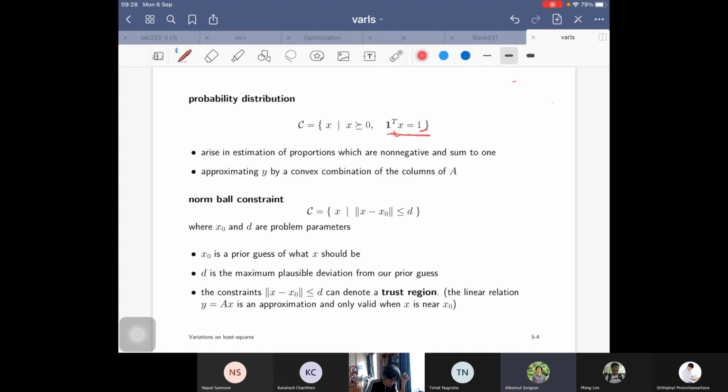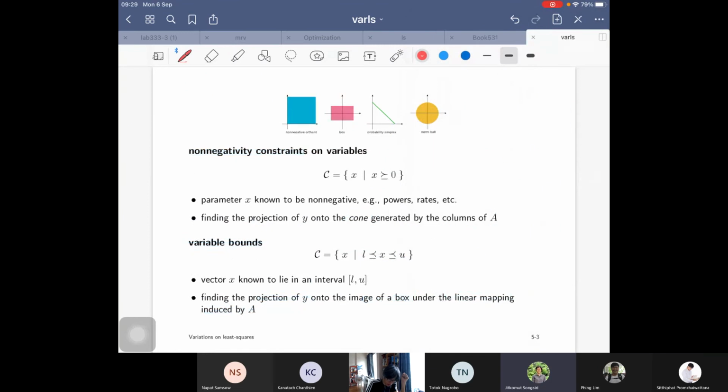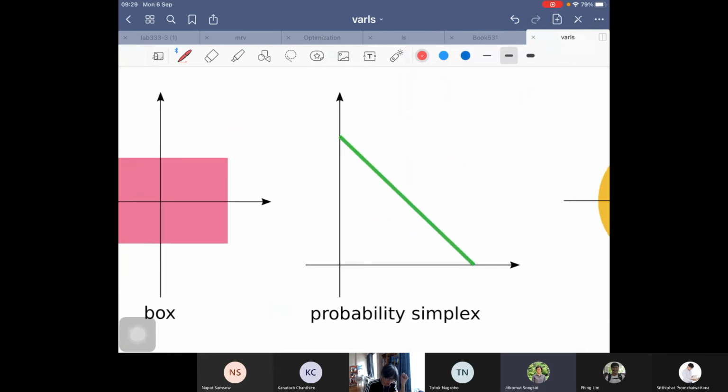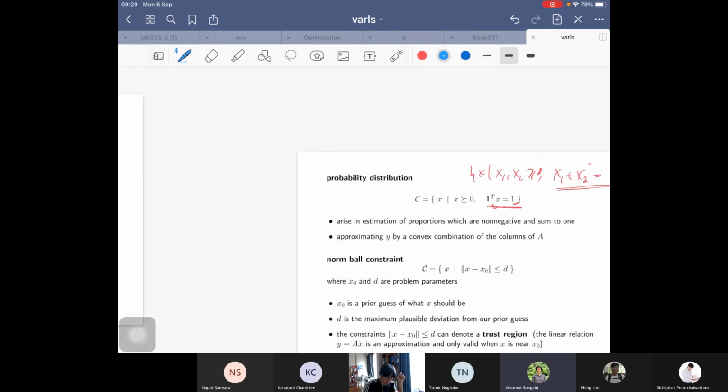So for R2, it's going to be x1 and x2 non-negative and x1 plus x2 equals 1, right? So geometrically this set is on the line, and the term we use in statistics is the probability simplex. So your solution must lie on this blue line.